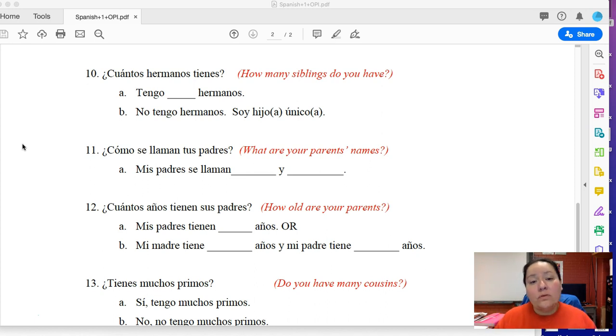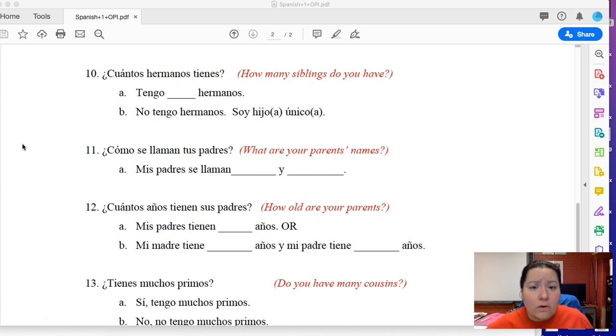Okay, and if you have more than one and it's a mixture, you would give me tengo, then the number, hermanos. But if you only have sisters, tengo, then the number, hermanas. Remember that we want our nouns and adjectives, everything to be in agreement, okay? And if the noun for siblings, or if all you have are sisters, is feminine, then your adjectives also need to be feminine, okay?